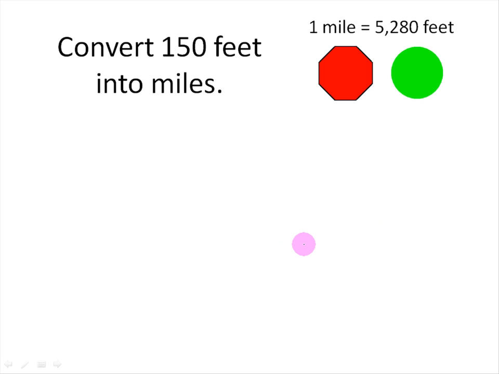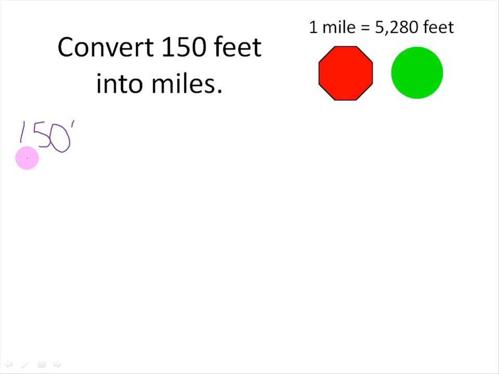Okay, we're going to convert 150 feet into miles. So we have 150 feet. We're going to want to convert that into miles. Your tip here is that 1 mile is exactly equal to 5,280 feet. Click on the stop sign, give it a whirl. Alright, let's see how you did.